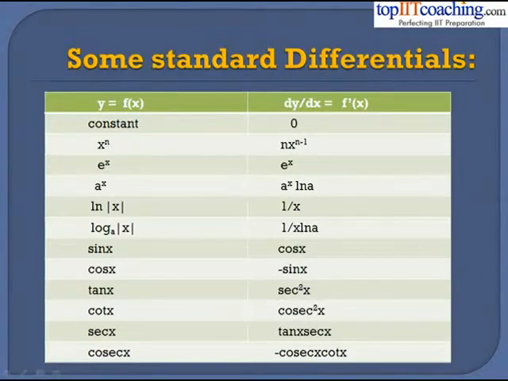So it is very much important for you students to remember all these differentials. Even if someone wakes you up in the night and asks you the differentials of these functions, you should be able to tell the differentials of all these functions. So please learn them by heart.